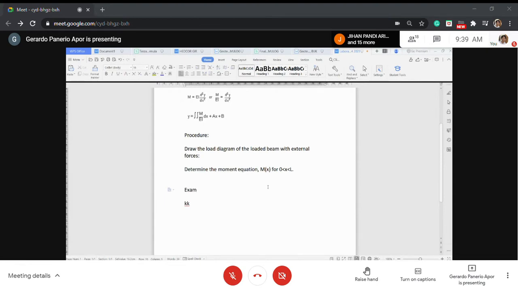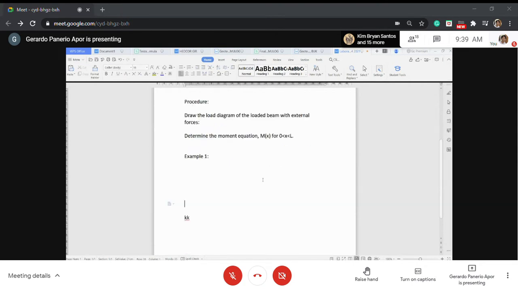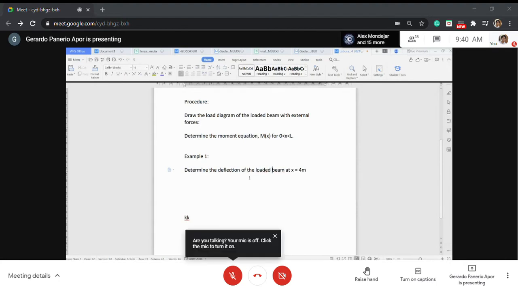So example, we will start from a simple example. Say, one simple one. Okay. So this problem is to determine the deflection of the beam, the loaded beam, at x equals 4 meters.